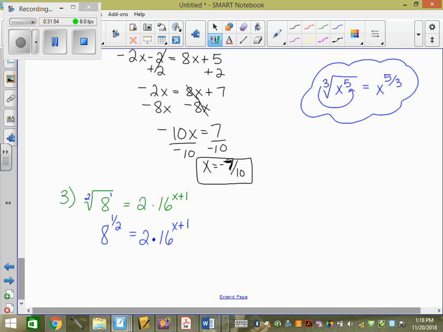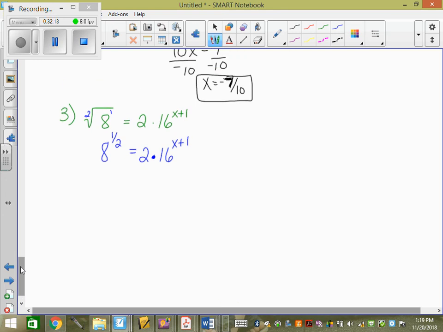Often when they write these, they'll write it as 2 brackets 16x plus 1. I always write it with a little dot in between in hopes that that reminds me that I'm multiplying. Okay? Now what can I do? Common base of 2. Yeah. So I'm going to have 2 to the 3 to the half. What happens when I have 1 base 2 exponents? You times them, you multiply them.